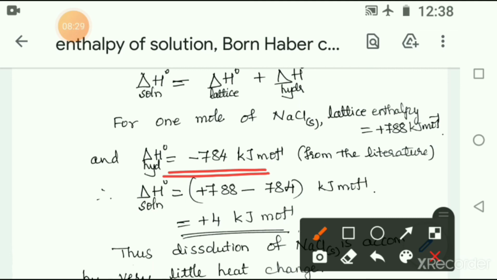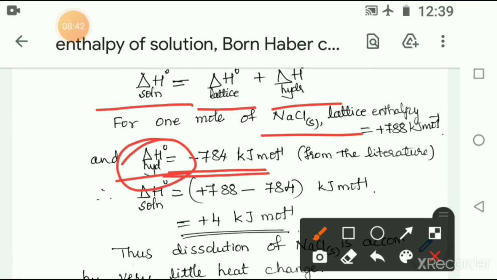So for 1 mole of sodium chloride, delta H naught of hydration enthalpy, ನಮ್ಗೆ ಗೊತ್ತಿದೆ enthalpy of solution is equal to lattice enthalpy plus hydration enthalpy. ಈ hydration enthalpy ಎಷ್ಟು ಬರಬೇಕು? ಇದು by accurate method it is 784, not 783. ಅದನ್ನೇ ನಾವಿಲ್ಲಿ enthalpy of solutionಗೆ ಕ್ಯಾಲ್ಕುಲೇಟ್ ಮಾಡಿದರೆ this will be 4 kilojoules per mole.